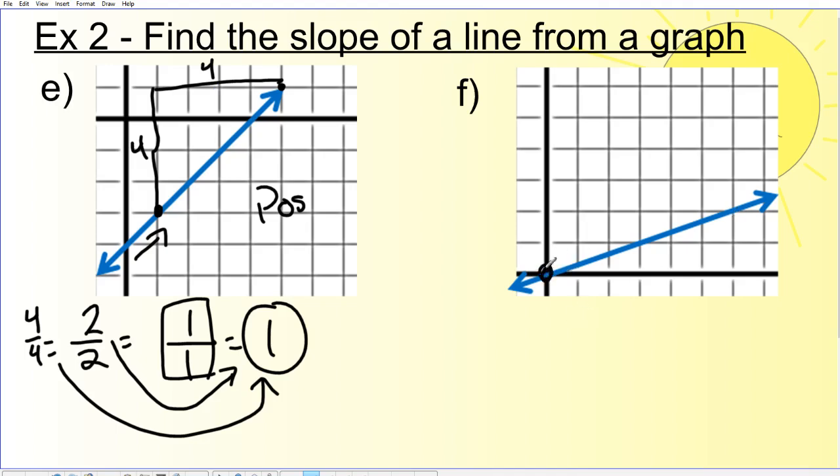Letter F. I got a point at the origin, I've got a point here, and I've got a point there. The pattern is I'm going to go up 1 and over, what, 3? Up 1 over 3, up 1 over 3, up 1 over 3. Slope is 1/3. That was pretty easy.